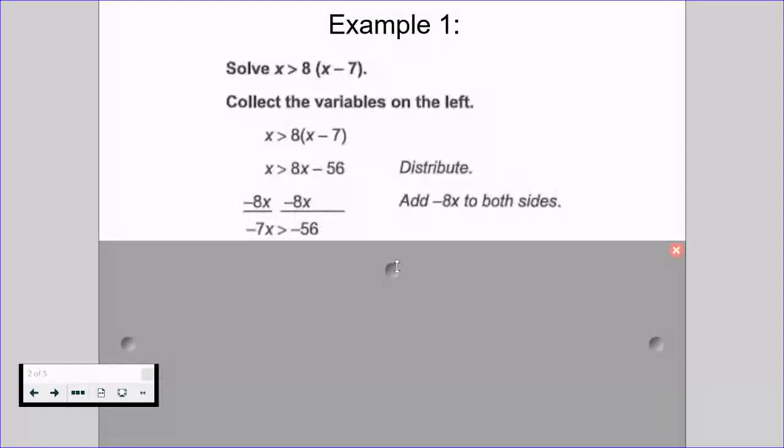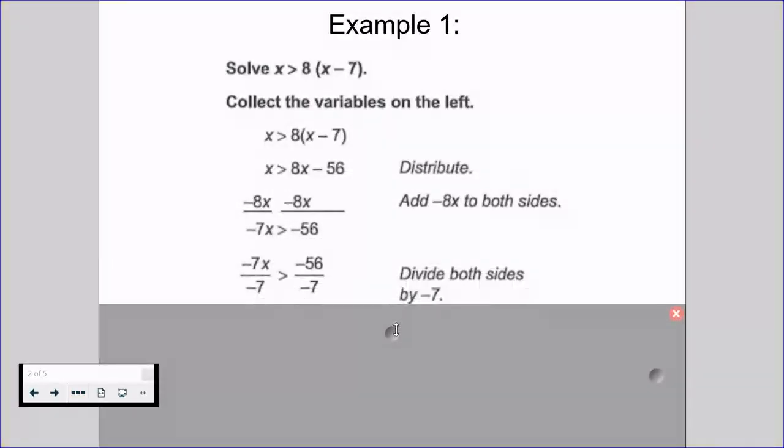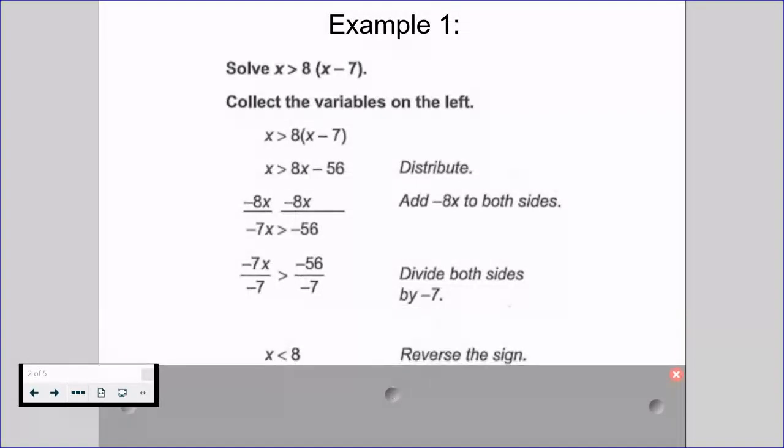Our x is not isolated yet. We have that negative 7 as a coefficient. So we have to divide both sides by negative 7. But be aware, since we are dividing by a negative number, and we are choosing to do that on both sides, we have to flip the inequality sign. Currently it's greater than, so it's going to get flipped to a less than. Our x is going to be isolated, and we're left with x is less than 8. Again, because we divided by a negative 7, that inequality flips from a greater than to a less than.